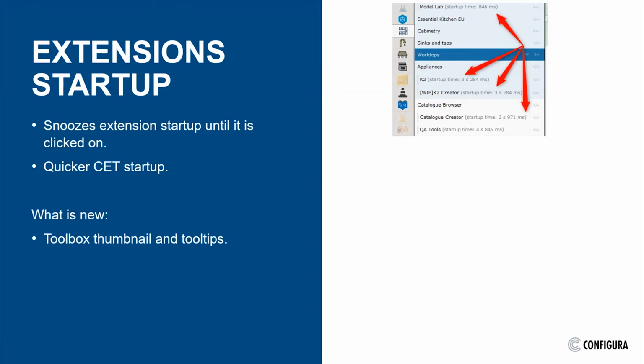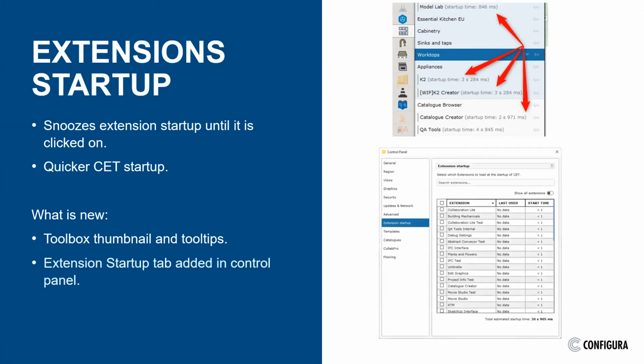What is new in this extension startup this round is a toolbox thumbnail and tooltip, as shown in this screenshot here. The toolbox thumbnail and tooltip would indicate whether the extension is in the snoozing state. So users will now be aware of the extension snoozing state. As the arrow pointed out here, these are the extensions that are currently snoozing. And in the brackets, it shows the startup time needed if you were to start up these extensions. And the second one is the extension startup tab is added in control panel.